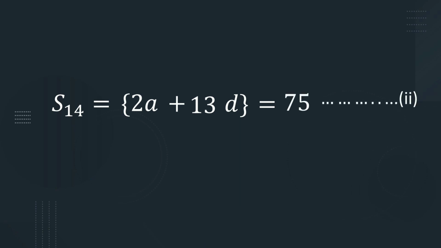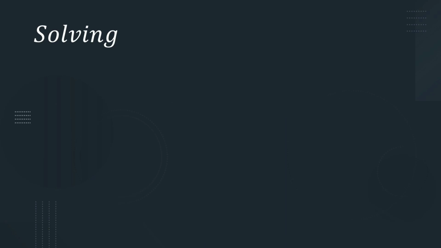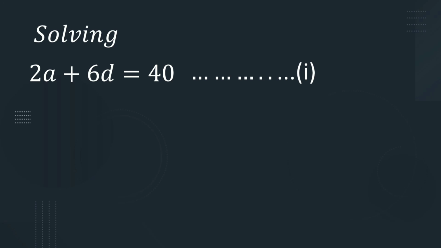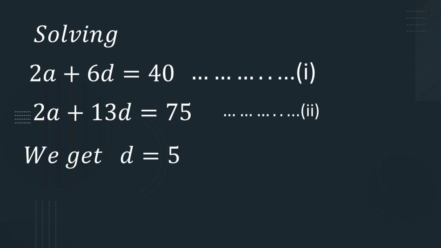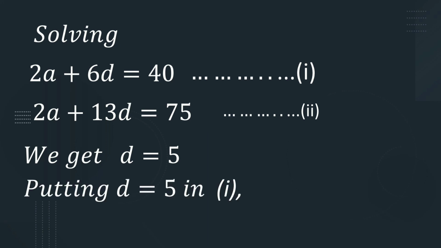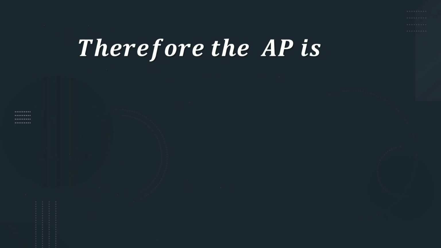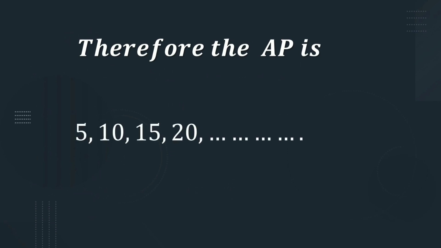Now we have to solve the first and second equations. 2a plus 6d is equal to 40, first equation. 2a plus 13d is 75, second equation. When we solve this, we get d as 5. So putting d in 1, we get a is also 5. So therefore the AP: first term is 5, 5 plus 5, common difference 5, 10, 10 plus 5, 15, 15 plus 5, 20.